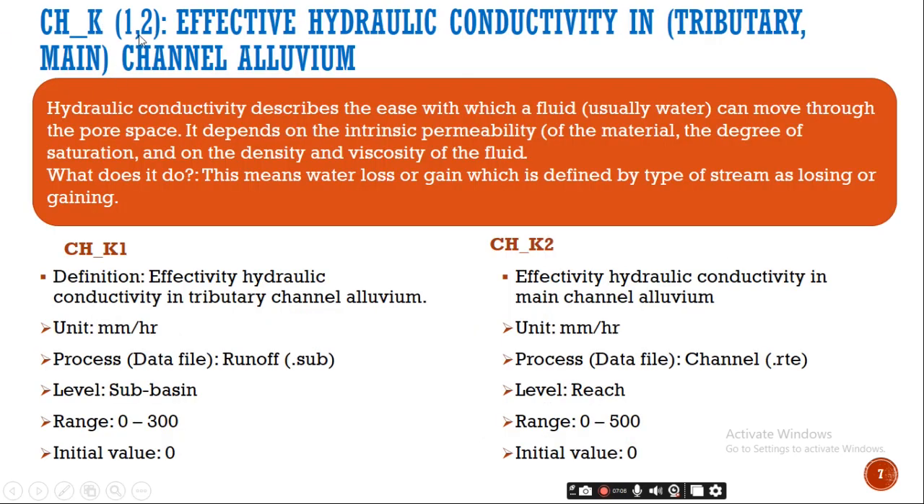Then after that, CHK1 and CHK2, which mean effective hydraulic conductivity. Hydraulic conductivity describes the ease with which a fluid can move through a porous space, and it depends on the intrinsic permeability. And what does it do? It means water loss or gain, which is defined by the type of stream as losing or gaining.